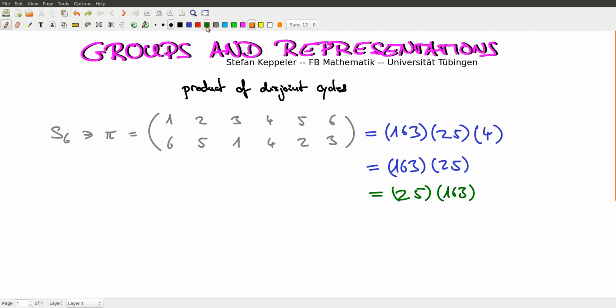Also, it doesn't matter if we cyclically permute the numbers inside a cycle. So (1 6 3) is the same as (6 3 1), and it's the same as (3 1 6). But it's different from (1 3 6). So we can cyclically permute the numbers inside a cycle because each number is mapped to the next one and the last one to the first.